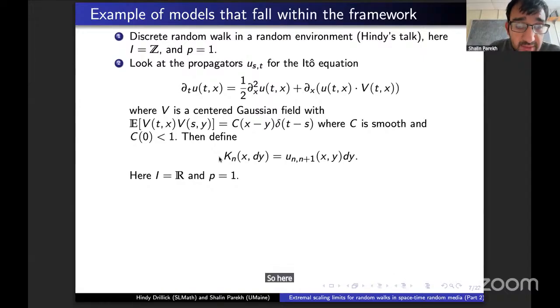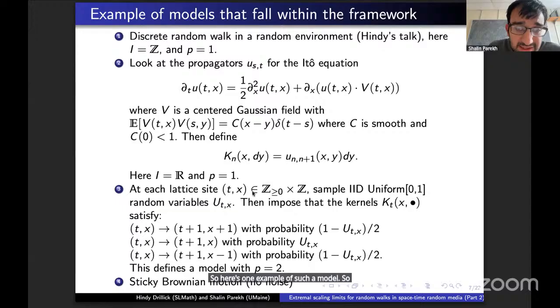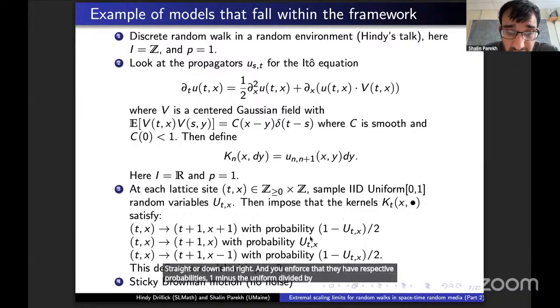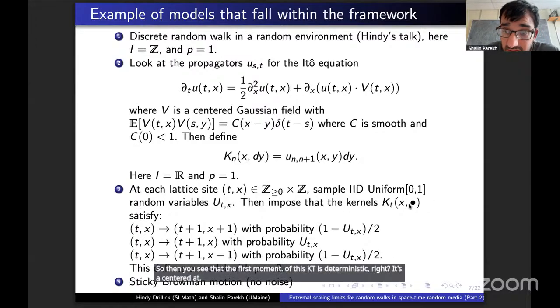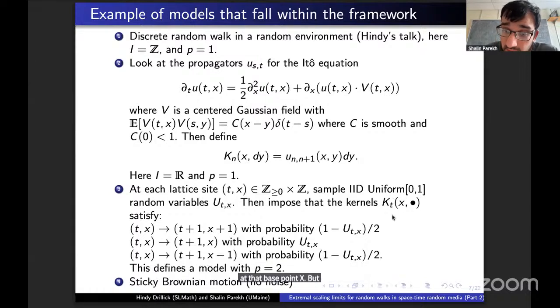Here's one example of such a model. At each lattice site in discrete space-time, you sample IID uniform random variables U(t,x). Then you impose that these probability kernels k_t(x) will jump in any one of three directions: up and right, straight, or down and right. You enforce that they have respective probabilities (1 minus the uniform)/2, then the uniform, and then (1 minus the uniform)/2. So the first moment of this k_t is deterministic, right? It's centered at that base point x. But the second moment will be genuinely random. So this defines a model with p equals 2.